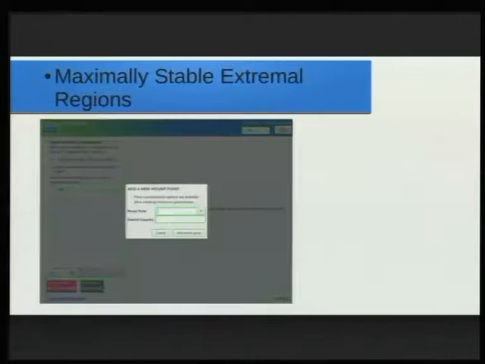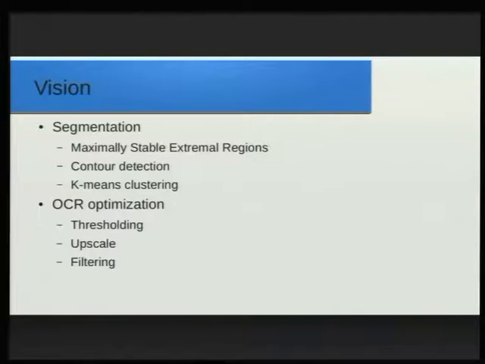I will show a result of one algorithm, which is maximal stable extremal regions. What it does is basically find the connected regions that look similar, and it's quite fast. It's quite good for detecting buttons. Then we have some other algorithms to run. That is the contour detection, which detects contours of text by eroding and dilating the image. I'll show examples of this later. And the K-means clustering for clustering color space into two clusters.